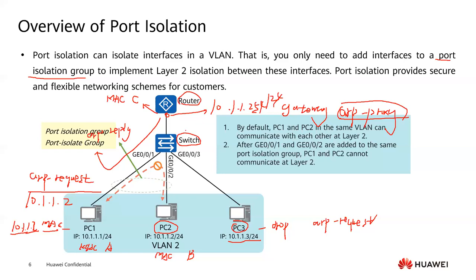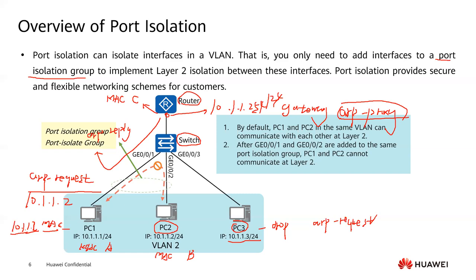And what happened? The router will send an ARP request to PC2, and then it will send the packet to PC2. Now PC2 has already received this packet. It needs to construct a reply and send it to PC1.